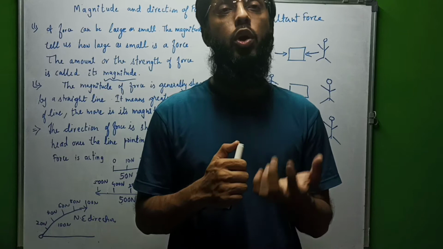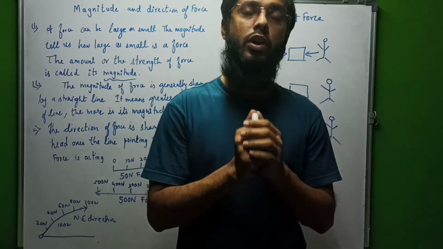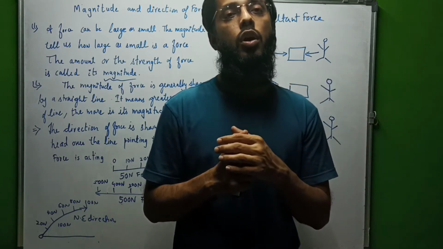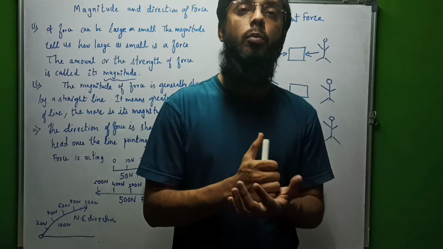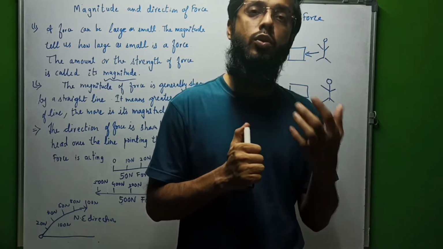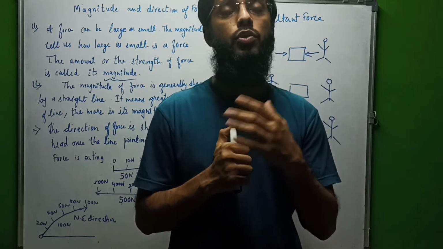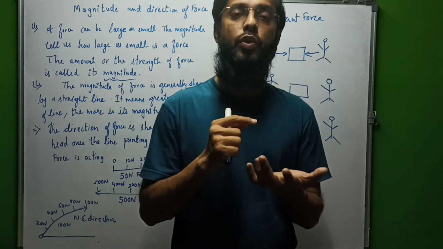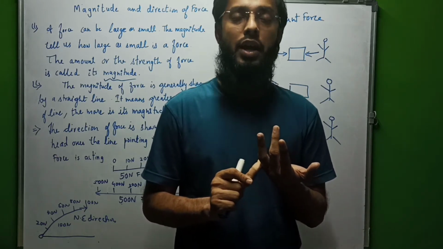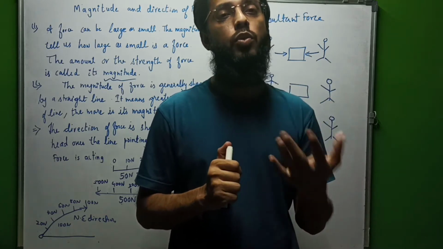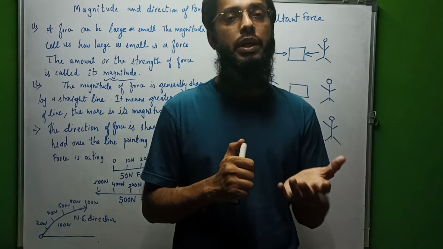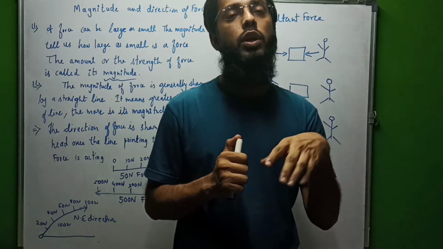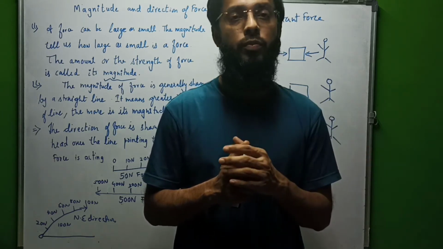For example, when we talk about force, when someone is pulling or pushing, we have to specify in which direction he or she is pushing and with what amount of force he or she is applying. Those quantities which require magnitude as well as direction are known as vector quantities. Force is a vector quantity, so we have to specify the magnitude and direction. In case of scalar quantity, we just have to mention the magnitude, like speed, distance, temperature. These are scalar quantities. Only the magnitude, or the amount, is shown.